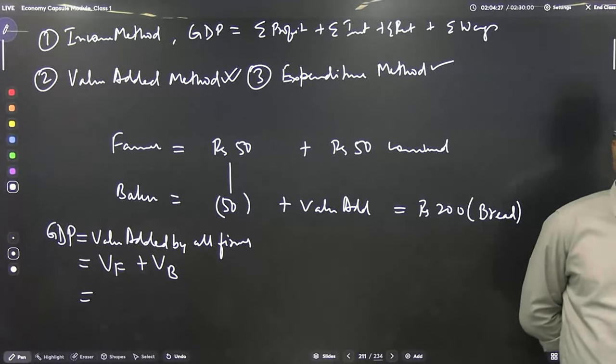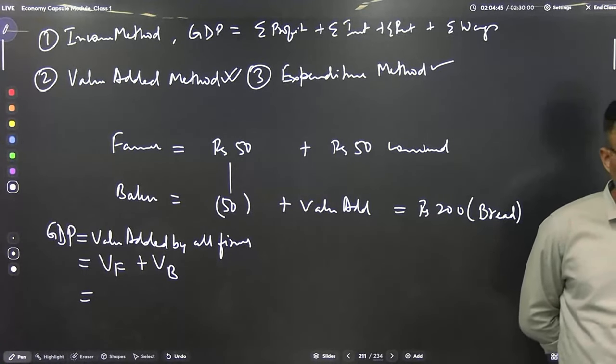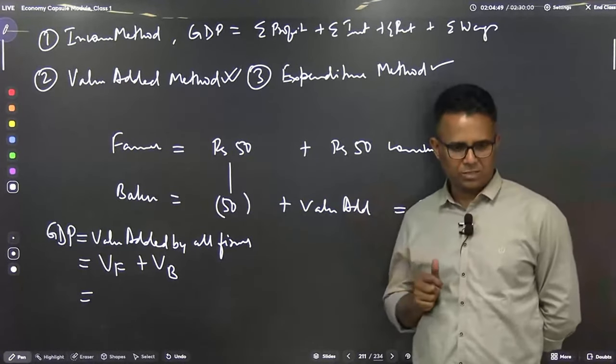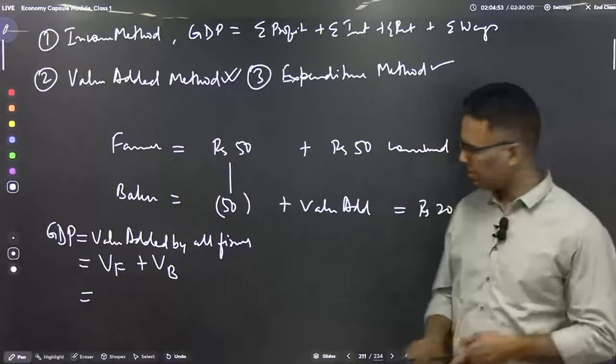Value addition, understand it carefully. It is the value of your work. Whether you consumed, sold or not doesn't matter. If you did some work, what is the value of your work in the market? Whether you sold and got that value doesn't matter. If you did some work and there is some value of the work, that is counted. So the work done by the farmer is worth rupees 100. He has produced wheat worth rupees 100.